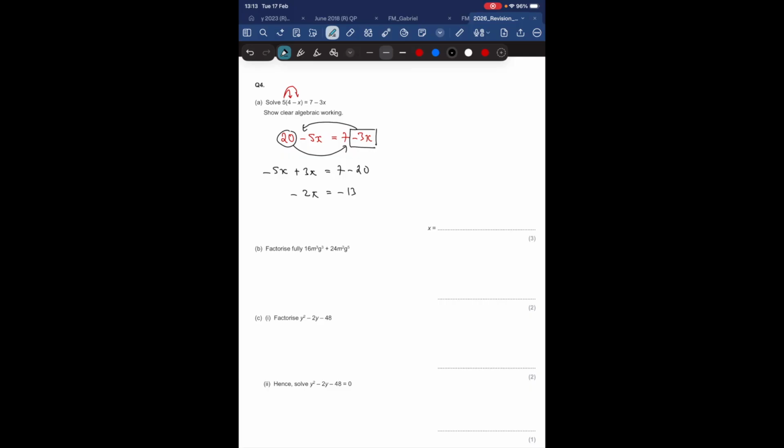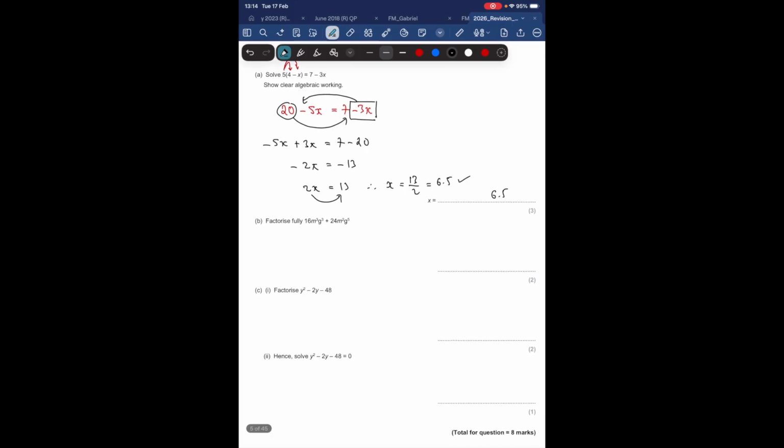Now, because we've got negatives on both sides of the equation here, we can basically just get rid of them. So we can just write this as 2x equals 13. Bring the 2 over, so x will be equal to 13 divided by 2, which gives us 6.5 as the solution.